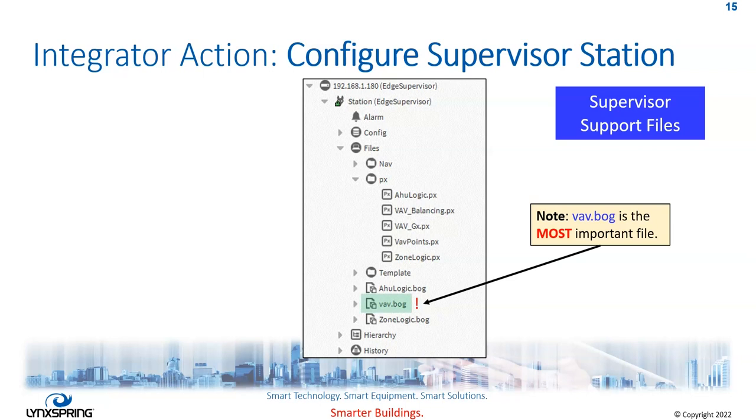This is used during the discovery and station adding to the Niagara network to build the VAV supervisor stations. Without this process, or without this file, we're going to have to discover each station individually, discover each point individually, and create any supervisor level programming necessary. So the VAV BOG file is actually used to do that for us.